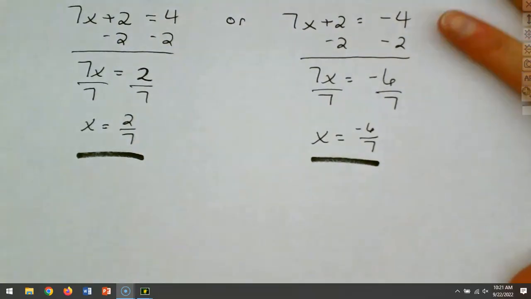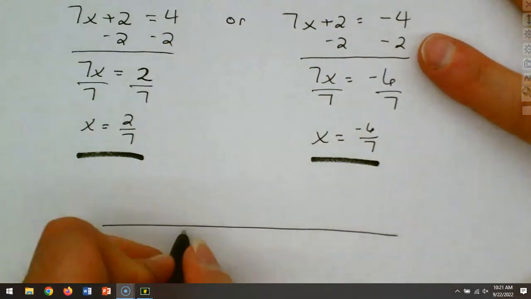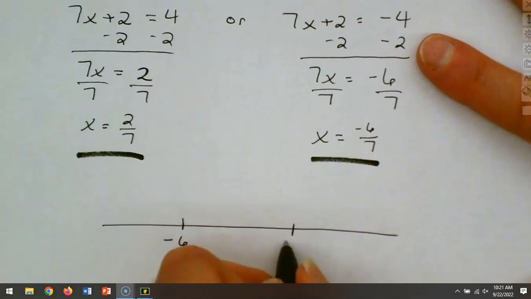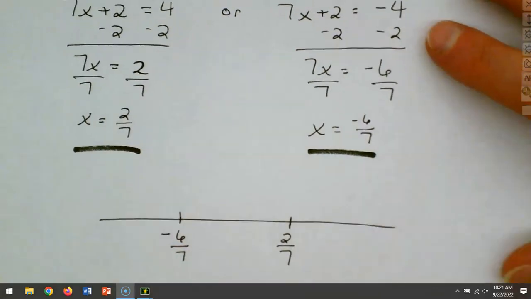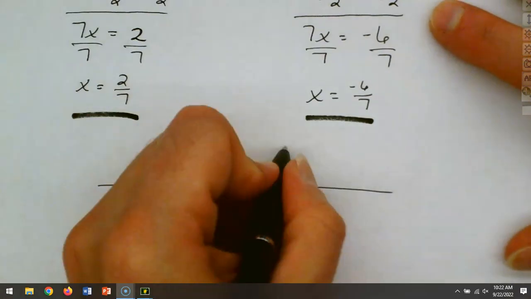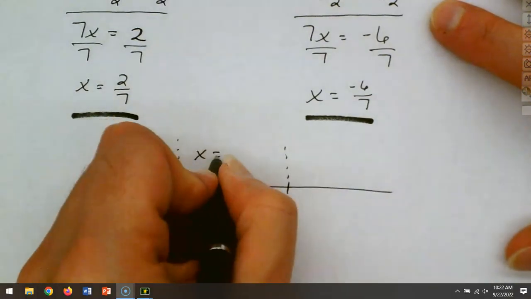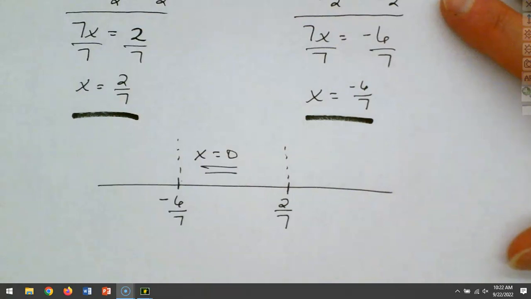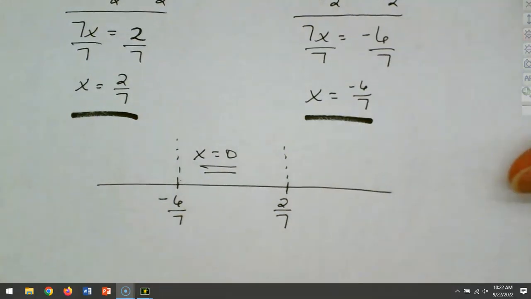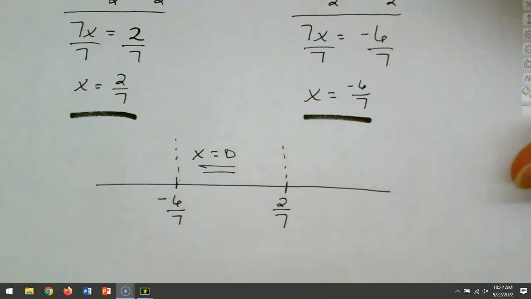Put them on the number line in the correct order. Negative 6 sevenths, 2 sevenths. What are we going to check? Well, on these, we always check 0. 0 happens to be in the middle. It may not always be in the middle. It might be on one of the edges out here. But it's usually in the middle, but it can be out here as well.